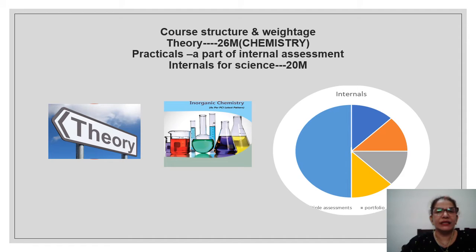Before we go to the balancing, I would like to give you a brief view about the weightage of chemistry in your board exams. So the science paper is for 80 marks, out of which 26 marks would be for chemistry. Apart from this, you also have 20 marks for internal assessments, and these internal assessments of 20 marks include all the three subjects of physics, chemistry and biology.